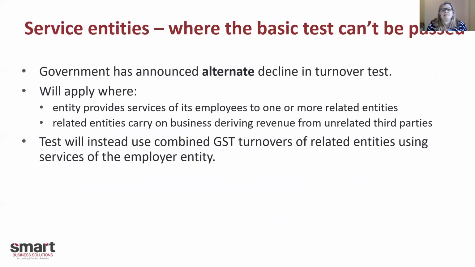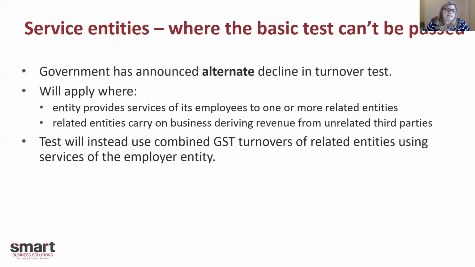So where the basic test can't be passed, and that may be scenarios where we see the percentage of income. Often in other scenarios, that'll be the other option where we might see percentage of income where the medical practitioner pays maybe 40% of their income into the service trust. There may be different timing, etc. But let's just say when we have a situation where the basic test can't be passed, the government announced last week an alternative test, the turnover test.